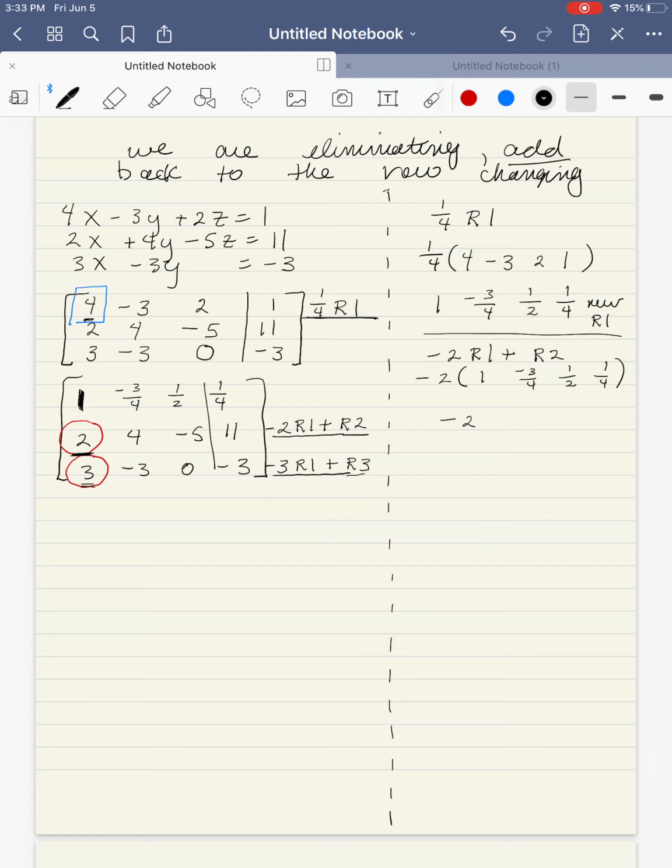I go ahead and do the -2. And then -2 times -3/4. The negatives cancel, the 2 and the 4 cancel, so I have 3/2. -2 times 1/2 is -1. -2 times 1/4 is -2/4, which is -1/2. So all I've done so far is multiply row 1 by -2. Now I add row 2.